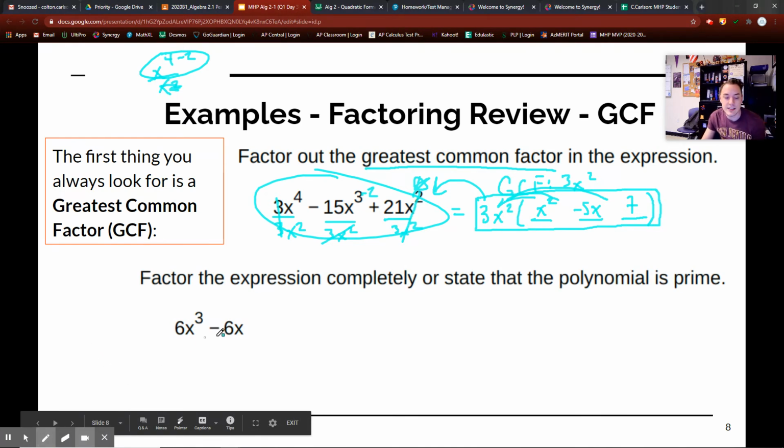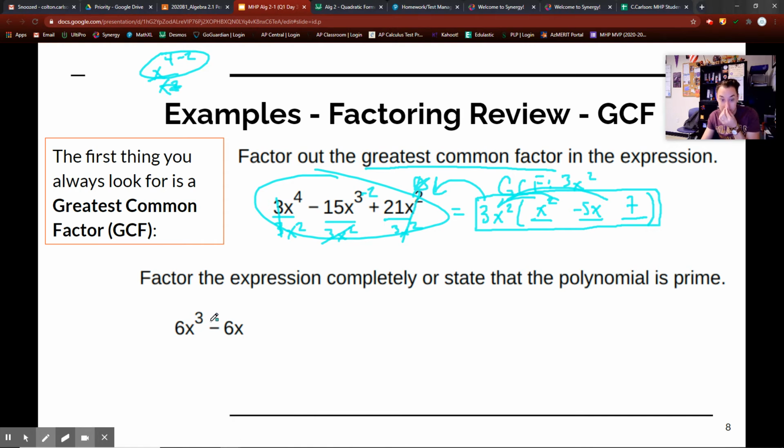This one right here is 6x cubed and then minus 6x. So what does this mean? This means I'm still going to look for a greatest common factor. So what is my greatest common factor? Well, I see that there's a 6 in each, so obviously I'm going to have a 6.